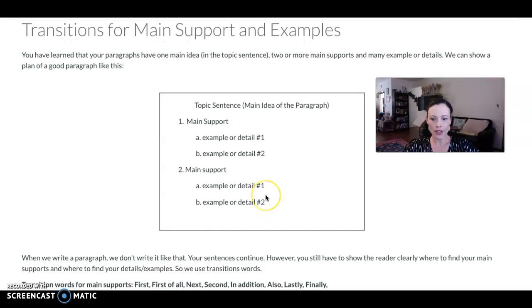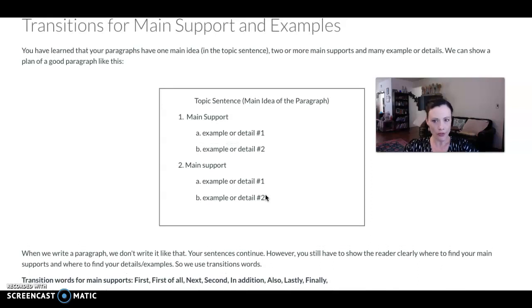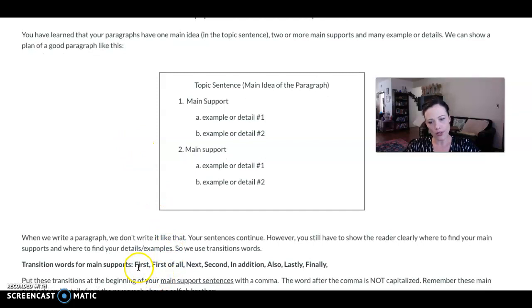Last week, you started learning about transition words. Transition words are really helpful for the person who's reading your paragraph because you don't say in your paragraph, here's my main support, here's my detail, but you still need to show the person reading your paragraph where is your main support, right? So you show with these transition words. First of all, next, second, in addition, also, lastly, and finally.